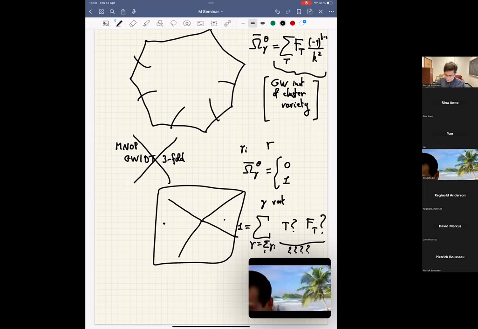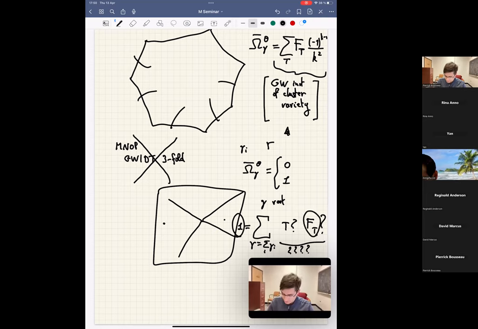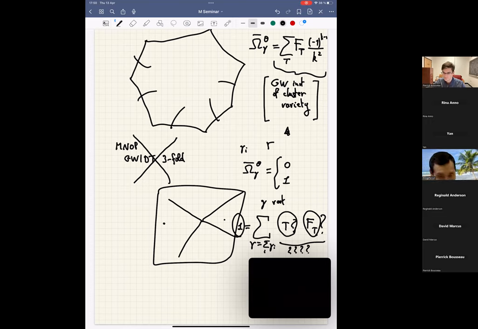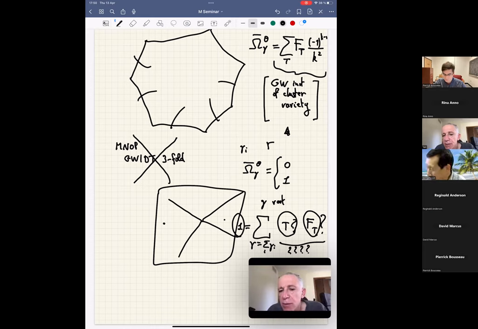Okay, I see. For the ADE case, we already know the full answer, so you can ask what this invariant is, and maybe it has a nice answer. I don't know about that, but it is a good question. Okay, thank you. More questions?